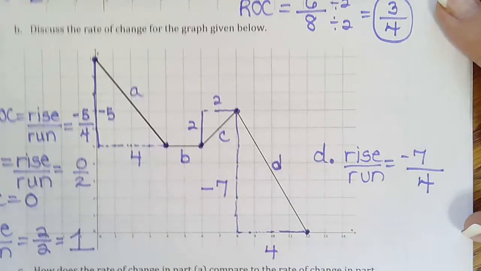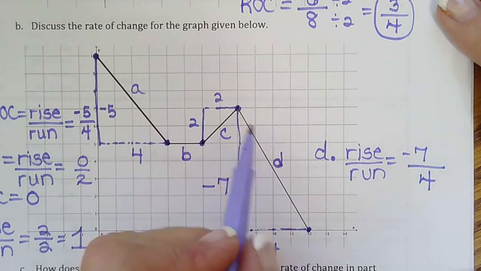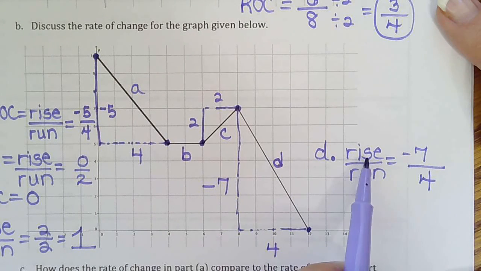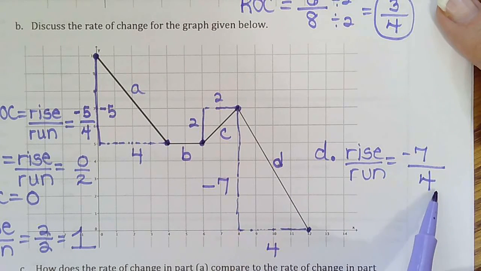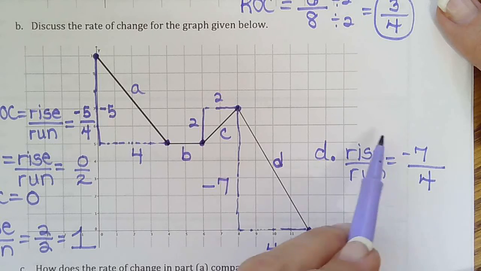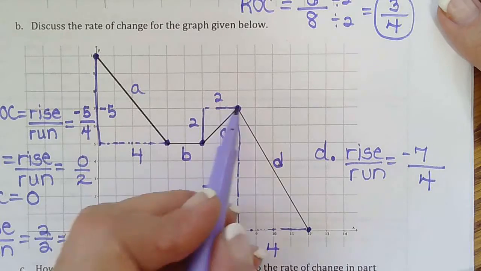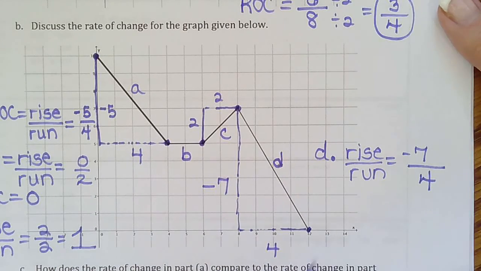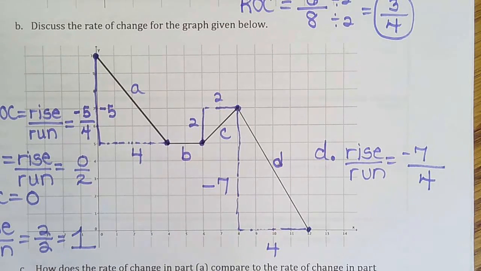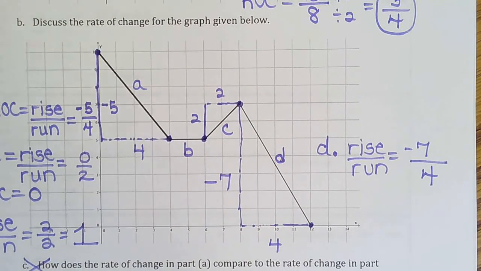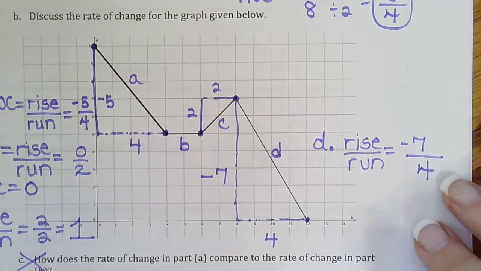And I will tell you the biggest mistake on tests is students run and then rise. It's alphabetical order. Rise must be the numerator. Run must be the denominator. So that's why I always write this, encouraging students to do the same thing so that you don't get the order backwards. Rise first, run second. Rise is the numerator, run is the denominator. Okay, we don't need to do this C question. That's a goofy question. So let's go ahead and go on to the next page.